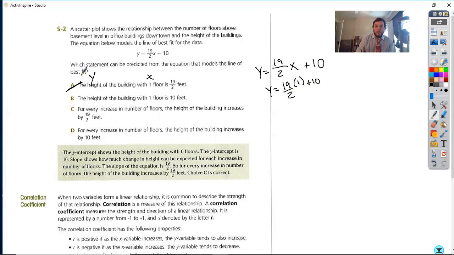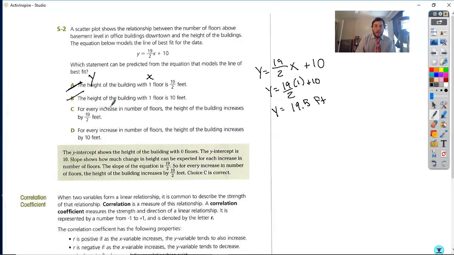So it's not A. Here it says the height of a building with 1 floor is 10 feet. Well, we just found the height of a building with 1 floor is actually going to be 19 over 2 plus 10, which is, oh, sorry, that's actually 9.5 feet, so 19.5 feet here. So that doesn't work either.